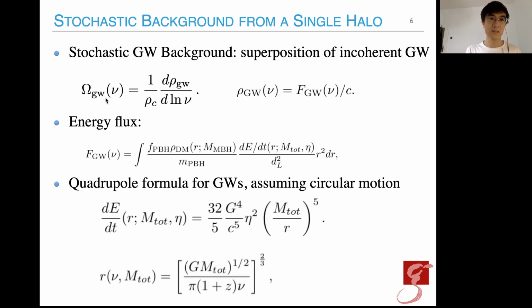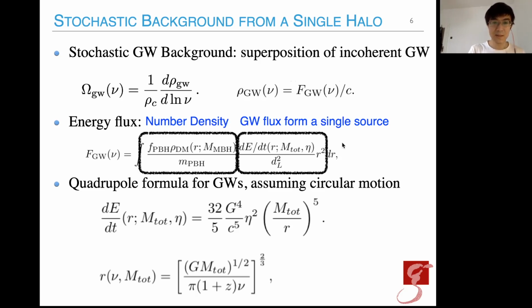So usually we use this omega to characterize the stochastic background. This small rho is the energy density, and nu is the frequency, and rho_c is a constant, which is the critical energy density of our universe. And to calculate the energy density, we start from the energy flux of the gravitational wave. Basically, it is an integration consisting of two terms. One term is the gravitational wave flux from a single source, and another term is the number density of the sources. We will model these two terms one by one.